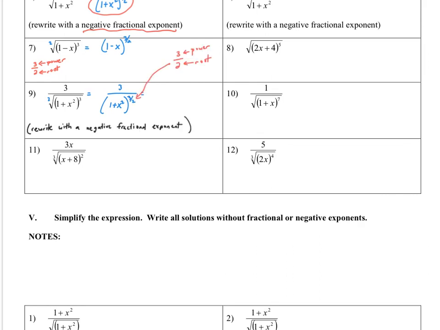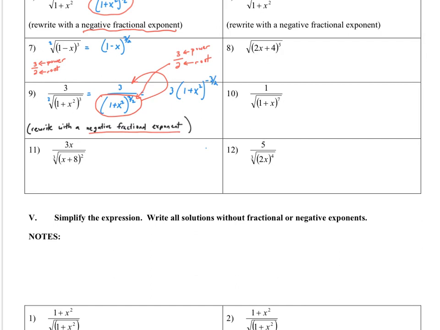It doesn't say in the directions, but I'm changing them now. Rewrite with a negative fractional exponent. Throw this stuff in the denominator into the numerator and make the exponent negative. So our final answer is 3 times 1 plus x squared to the negative 3/2 power.